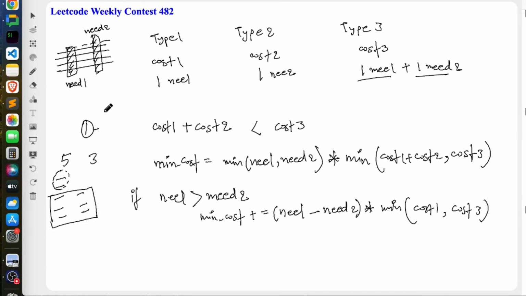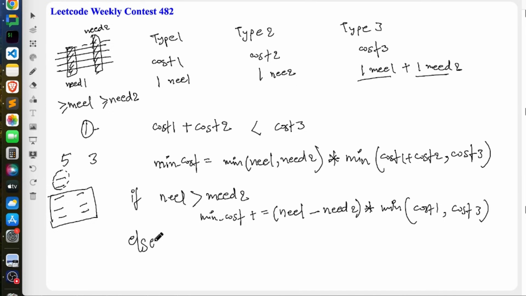But in the problem statement, it only says you must have at least need 1 and at least need 2. It doesn't say that you have to be strictly need 1 and need 2. That's why I can also fill with cost 3. So though it will have some extra need 2, that's fine.